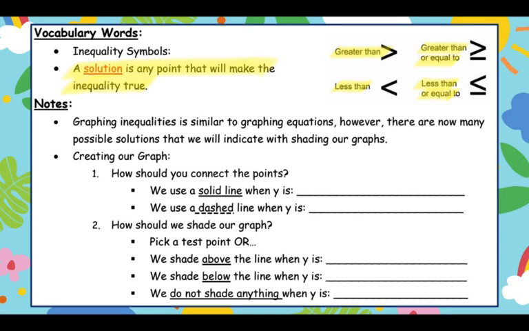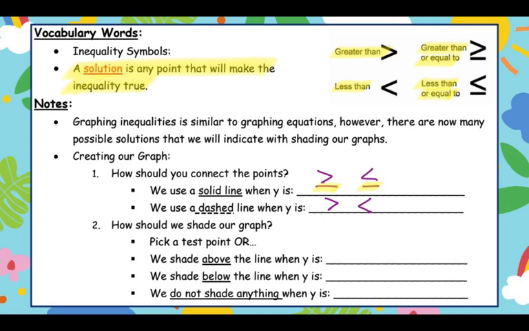if we're going to have a solid line or a dashed line. A solid line is when you have y is greater than or equal to, or less than or equal to. And a dashed line is when y is just greater than or less than. So we're going to have a solid line essentially when you have the line underneath the inequality. So that's kind of like a little trick. If I have a line underneath my inequality, it's going to be a solid line.